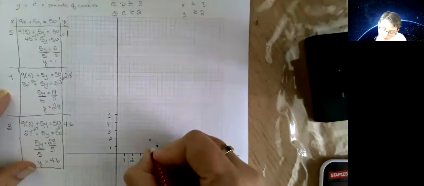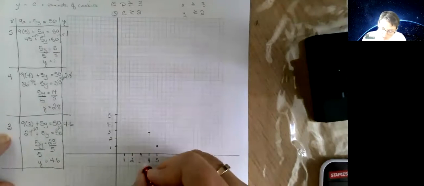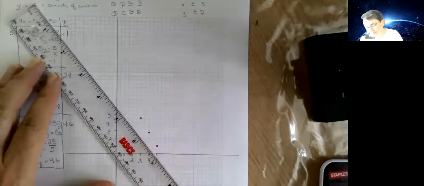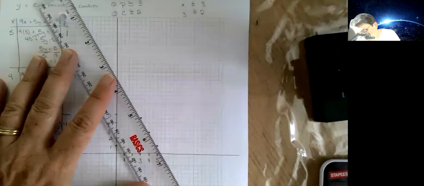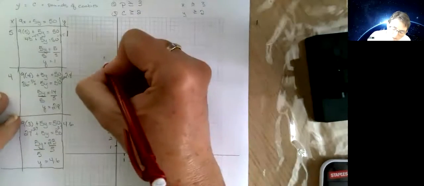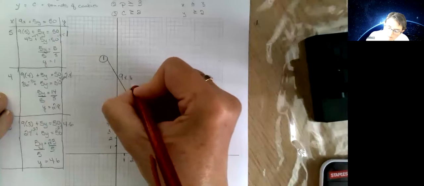4 over 2.8. Okay, well, there's 2. That'd be 2.5. So about there. And then we got 3 and 4.6. So there's 4, 4.5, and a little bit more, 4.6. And they are indeed in a lovely straight line. So that's kind of cool. And that's equation number 1: 9x plus 5y less than or equal to 50.